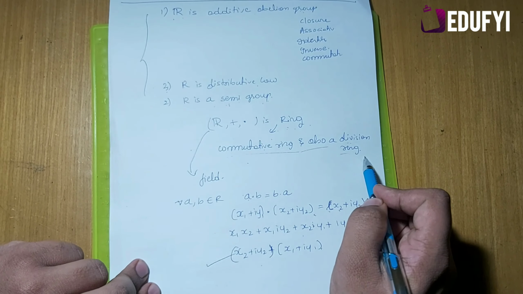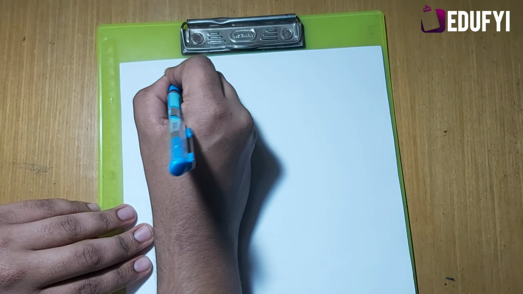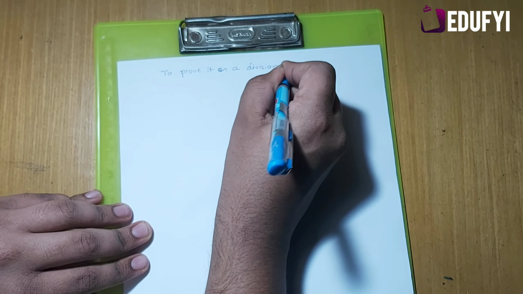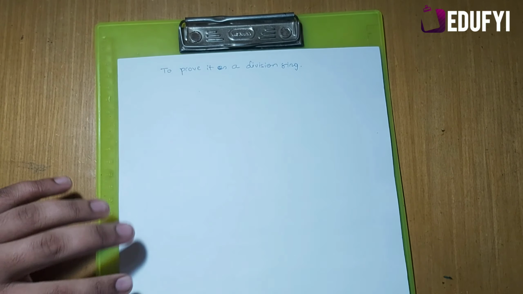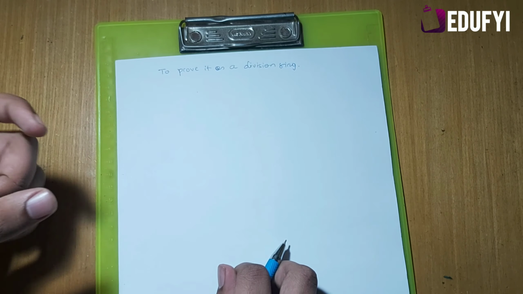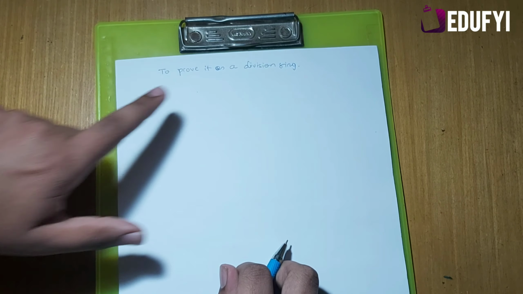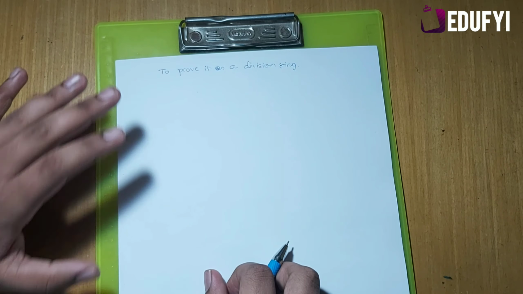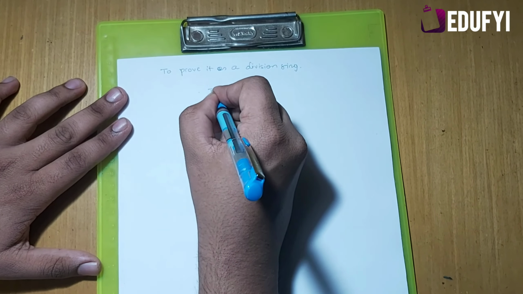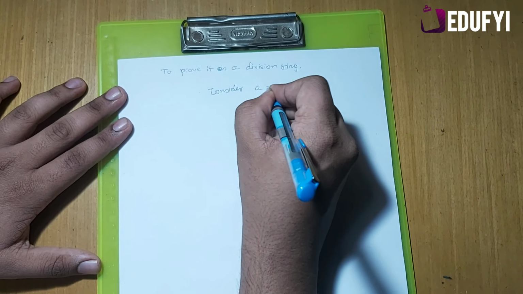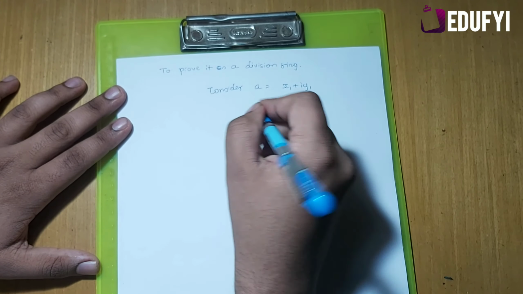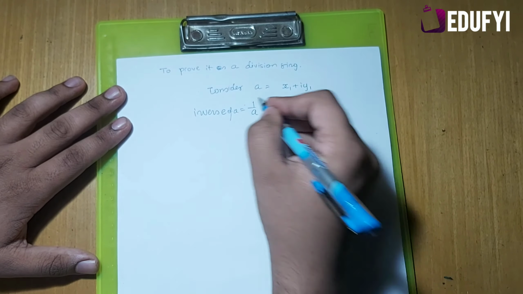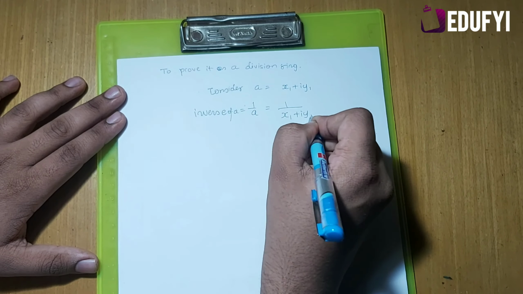Now we must prove it as a division ring to prove it as a field. The definition of a division ring is simple: every non-zero element of the set must have its own inverse. Then it is proved to be a division ring. So let us consider a, that is x1 plus iy1. The inverse of a is 1 by a, which is equal to 1 by x1 plus iy1.